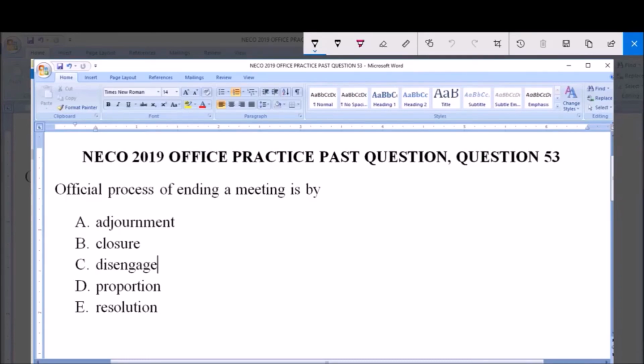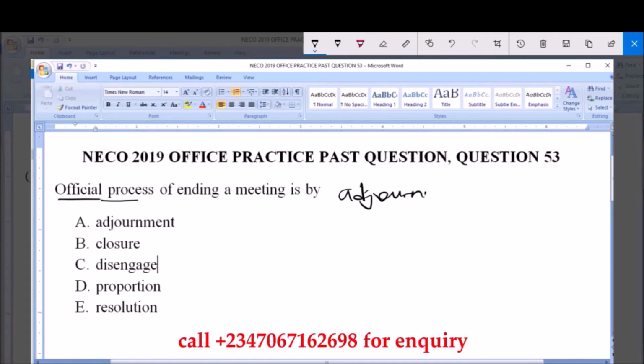I will be answering NECO 2019 Office Practice Past Question 53. The official process of ending a meeting is by: A. Adjournment, B. Closure, C. Disengage, D. Proportion, and E. Resolution. So we are asked to pick an option which is the official process of ending a meeting. Now, the official process of ending a meeting is by adjournment of such meeting.